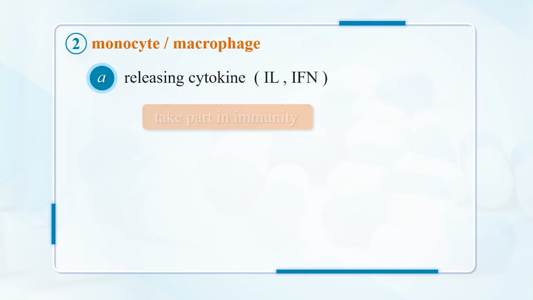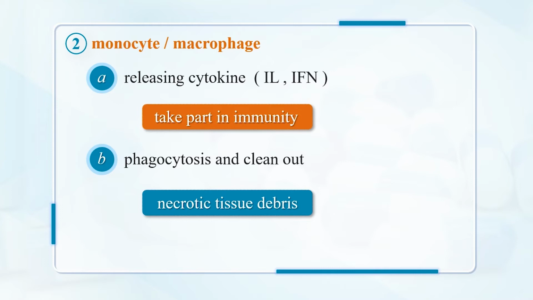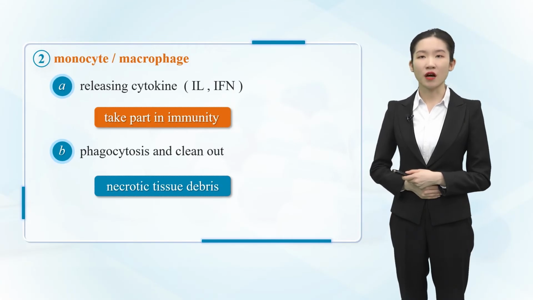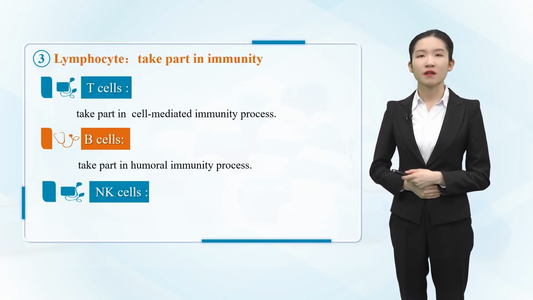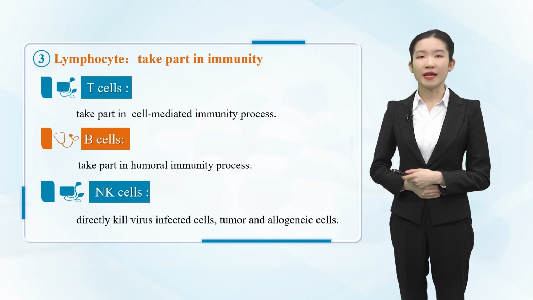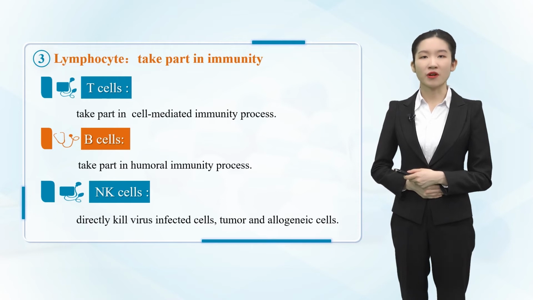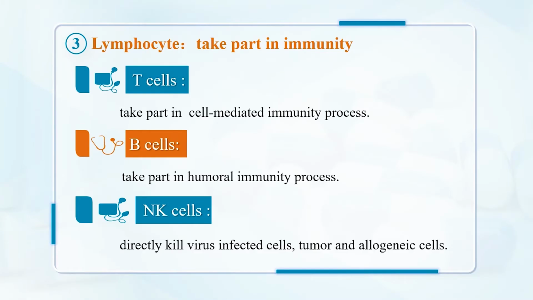Monocyte or macrophage. First, it can release cytokines like IL and IFN and take part in immunity. Second, it has the function of phagocytosis and can clean out the necrotic tissue debris. Lymphocyte. It also takes part in immunity. T cells take part in cell-mediated immunity process. B cells take part in humoral immunity process. NK cells directly kill virus-infected cells, tumor, and allogeneic cells.